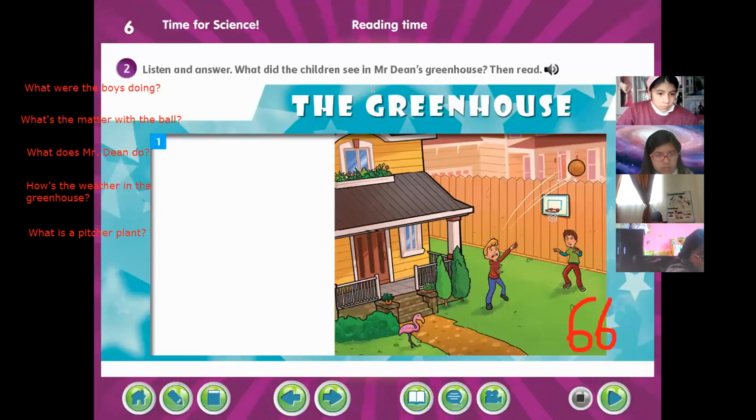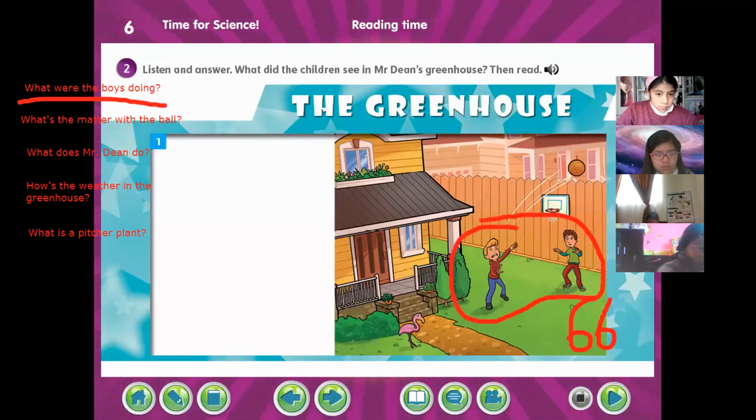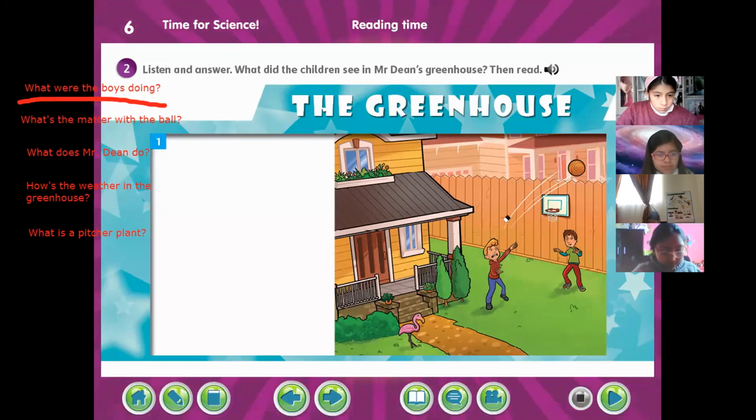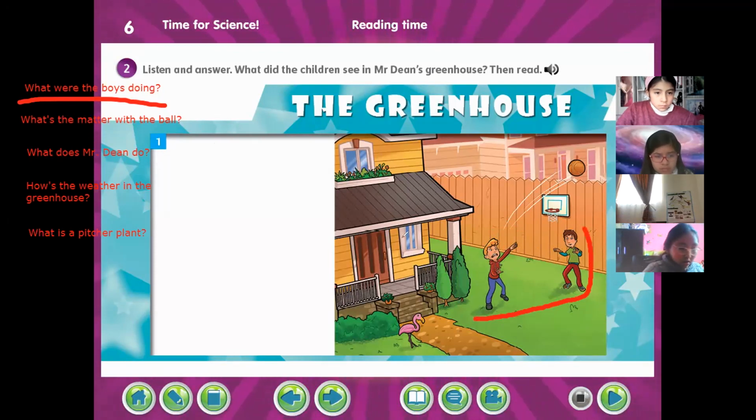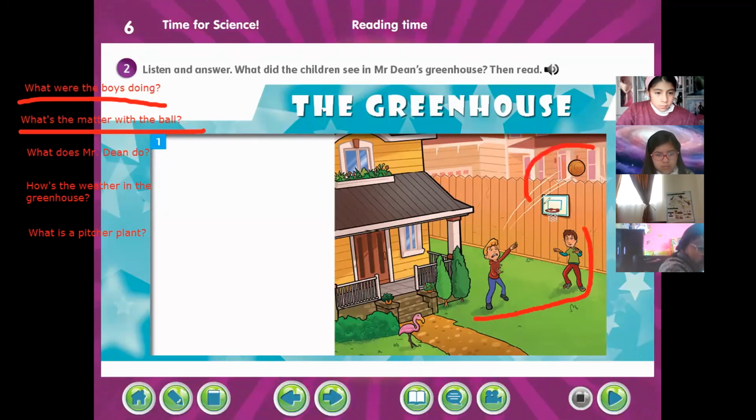Okay, my friends, please tell me, what were the boys doing? Question 1. What were they doing? Teacher, me. Yeah, tell me, Leonardo. The boys played basketball. Yeah, thank you. Yes, the boys were playing basketball. Second question, what's the matter with the ball? What happened with the ball?